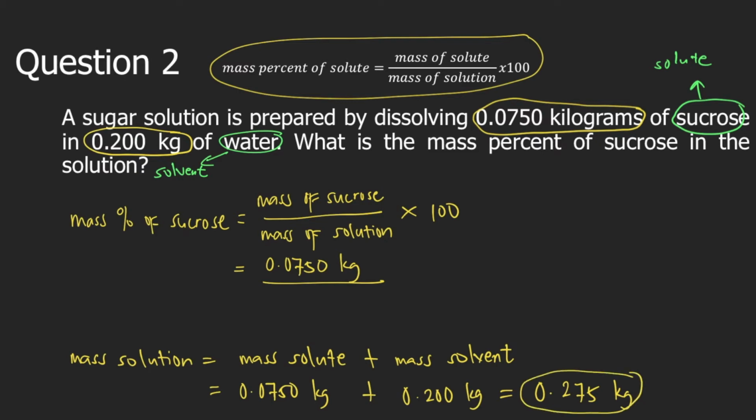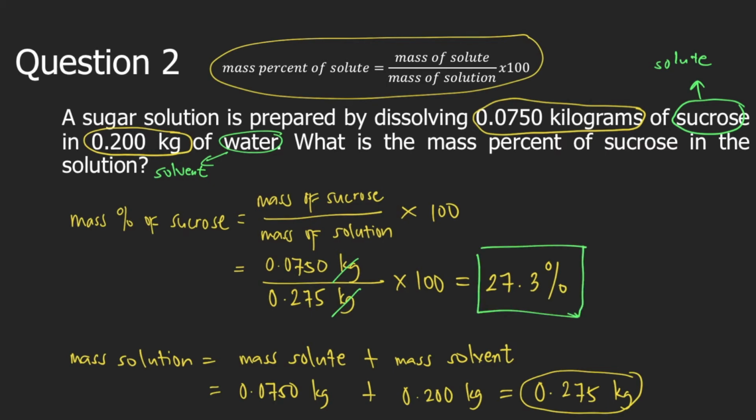So you plug this into your equation, divided by 0.275 kilograms times 100. So kilograms will cancel out. We have 0.0750 divided by 0.275 times 100, and this is equal to 27.3%. So this is the mass percent of sucrose, and this is the answer to the question.